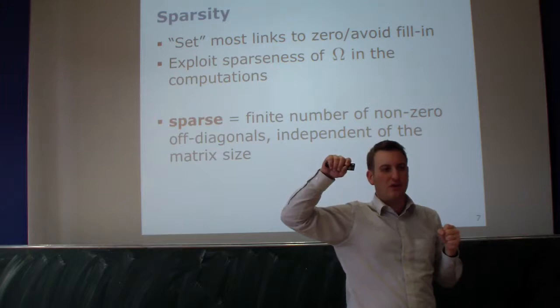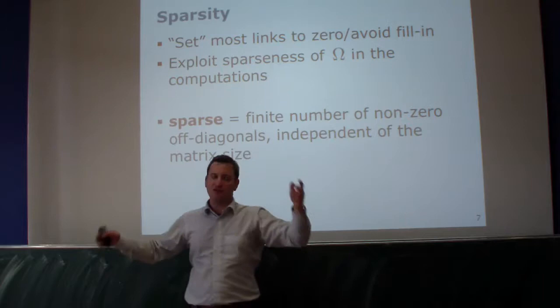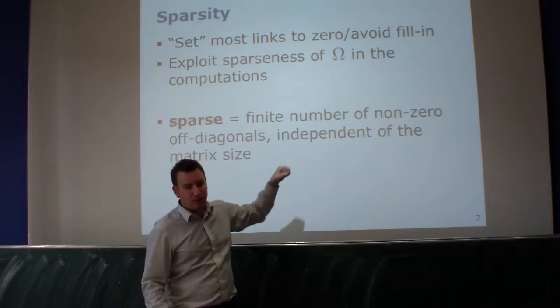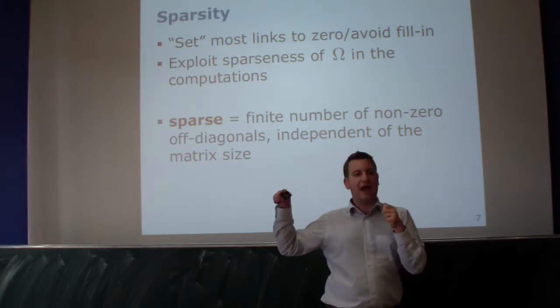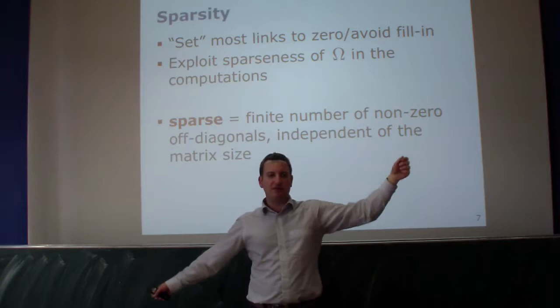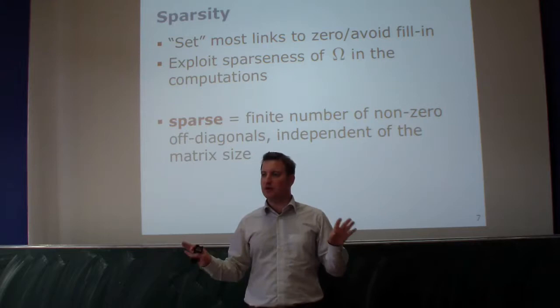The difference is between exactly sparse matrices and approximately sparse matrices. But if I talk about sparseness here, I mean that every node has only a finite number of non-zero off-diagonal elements, and it doesn't depend on how big the matrix is. So if I double the size of the environment, the number of neighbors should stay the same. Is that clear, what I mean with sparseness?